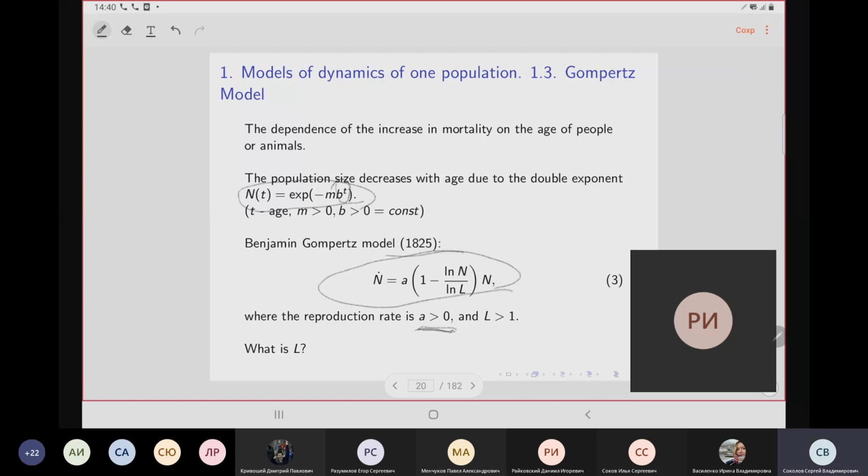And L is some positive constant that describes the capacity of the population. So the question, what is L? What is the biological meaning of our L? Let us solve the equation first. How can we solve this equation? What should we do to solve it?